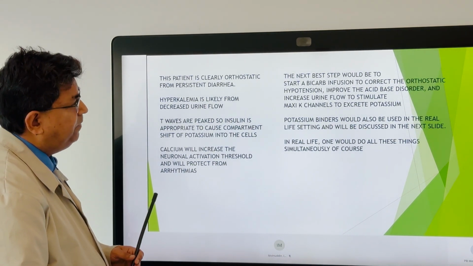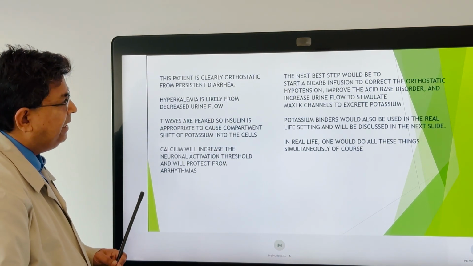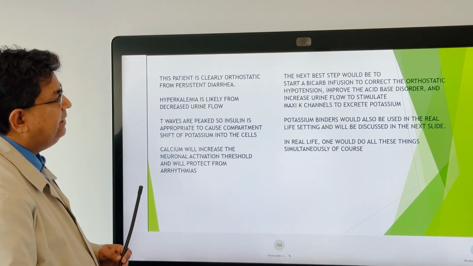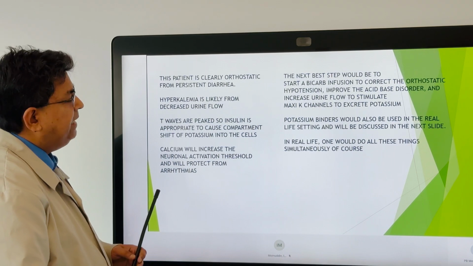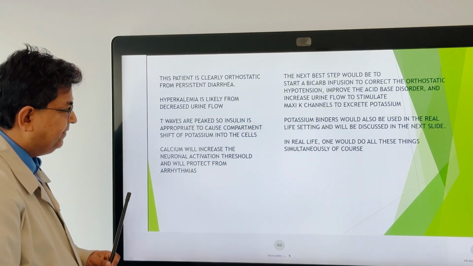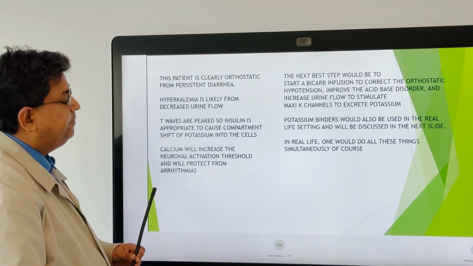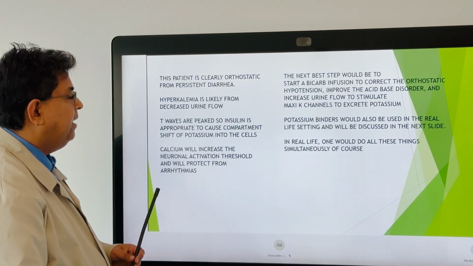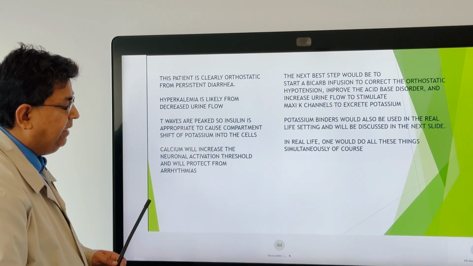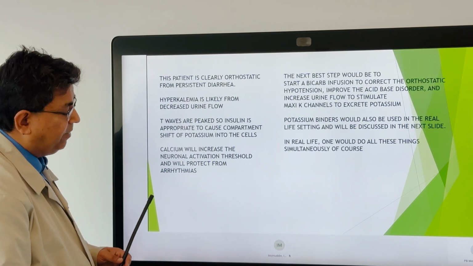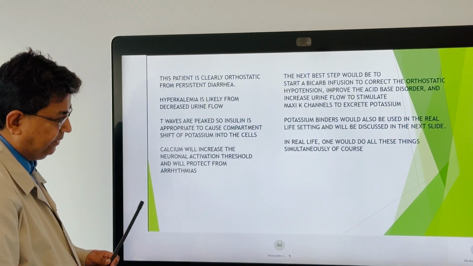The next best step would be to start a bicarbonate infusion to correct the orthostatic hypotension, improve the acid-base disorder, and increase the urine flow to stimulate MaxiK channels to excrete potassium. Potassium binders would also be used in the real-life setting and will be discussed in the next slide. The reason you would not use patiromer is because the effect of patiromer would be delayed, and we'll talk about that in the next slide. In real life, we do all of these things simultaneously.